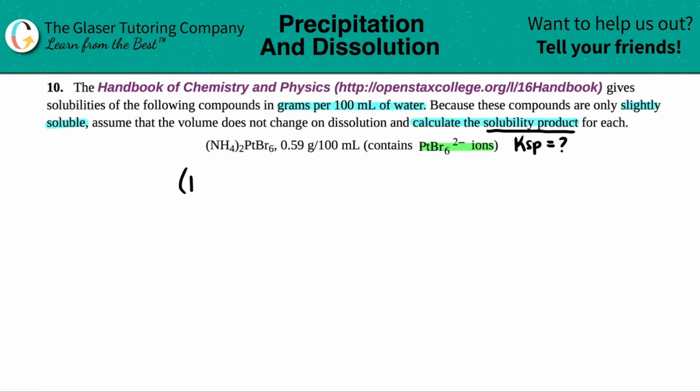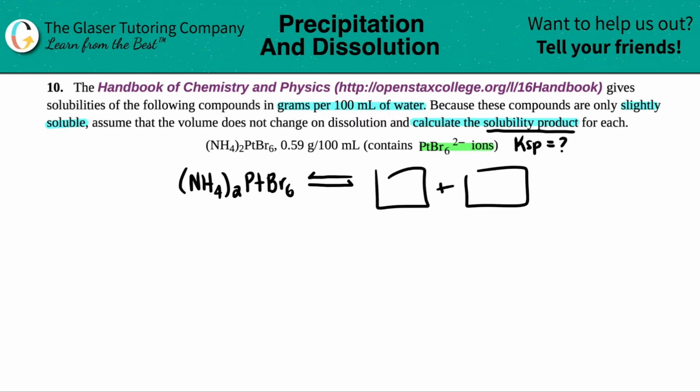So we have (NH4)2PtBr6, and at equilibrium, it's slightly soluble, so there's going to be a lot of this left over if we did the ICE table, which we don't have to do, by the way. Just letting you know.